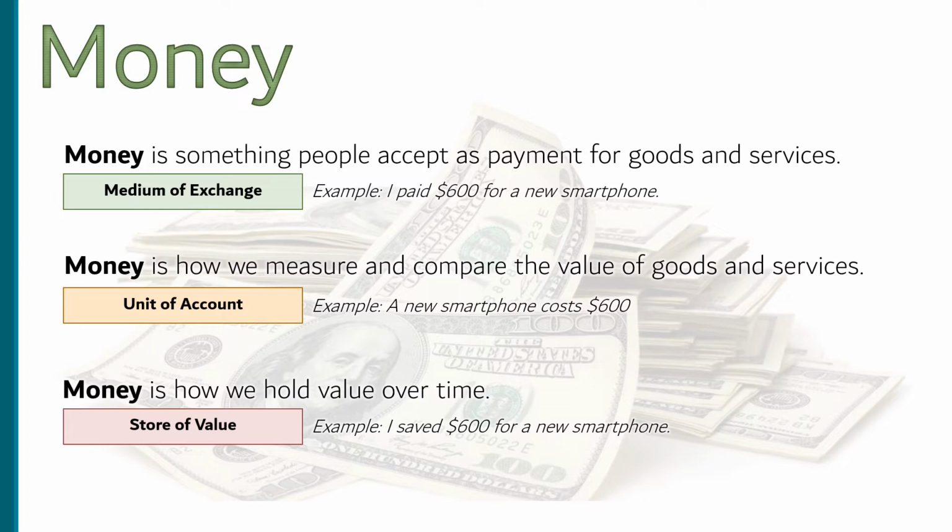Money lets us compare the value of everything in the same way a ruler lets us compare the height of everything. This allows us to measure and compare the trade-offs we face and make prudent decisions. The third function of money is that it is a store of value. It's how we hold value over time.